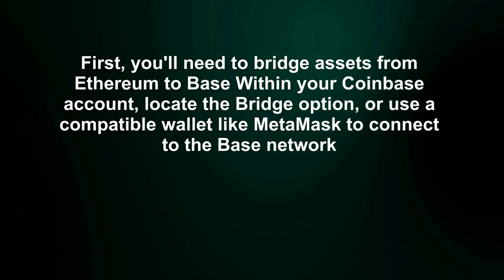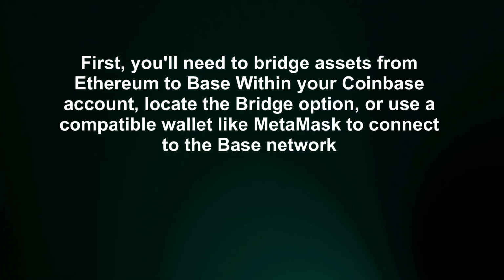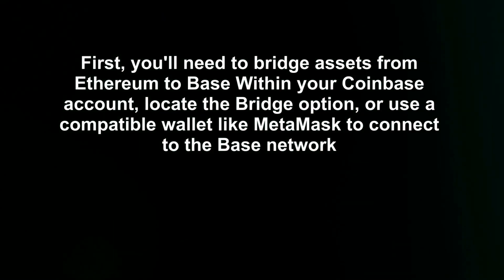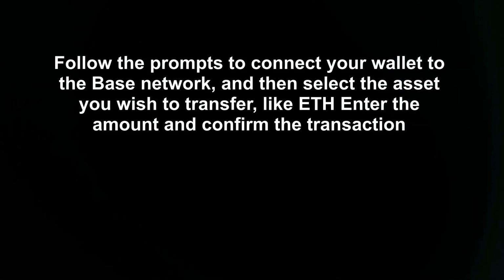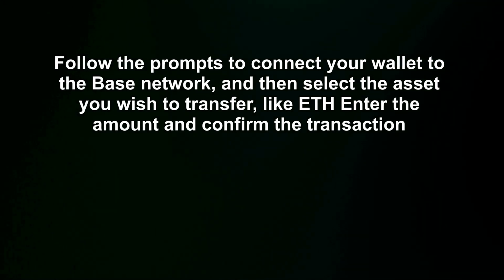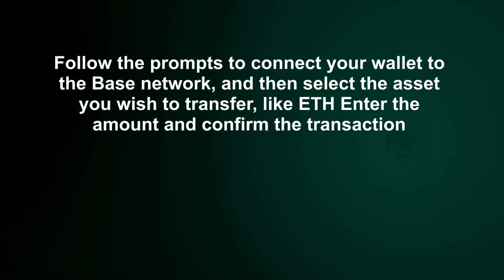First, you'll need to bridge assets from Ethereum to Base within your Coinbase account. Locate the bridge option, or use a compatible wallet like MetaMask to connect to the Base network. Follow the prompts to connect your wallet to the Base network, and then select the asset you wish to transfer, like ETH. Enter the amount and confirm the transaction.